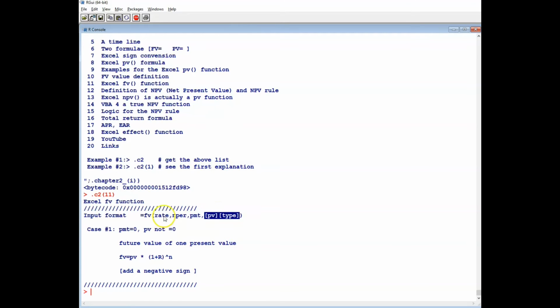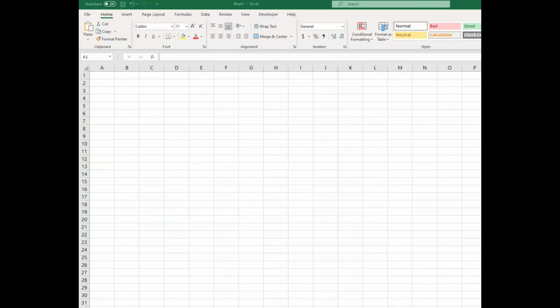Suppose we have 3 input values, then Excel will treat them as the first 3. When we calculate the future value of one present value, the payment is always 0, and the present value should not be 0. So payment is 0, and present value should not be 0. Okay, let's go back to Excel.